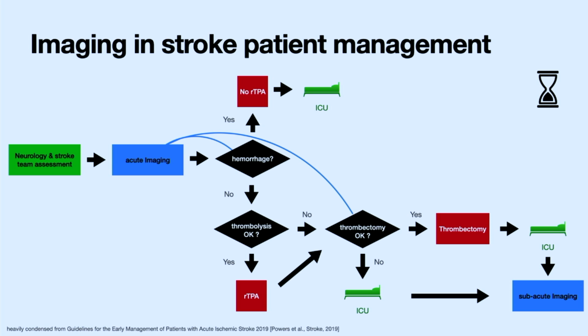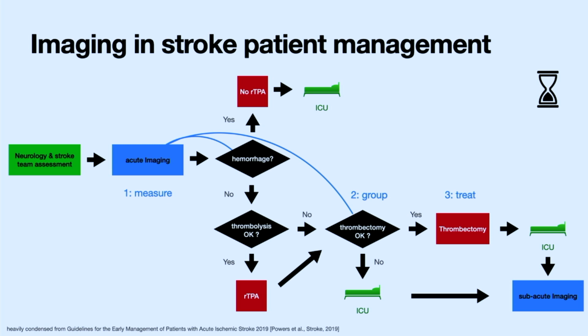In all of this, you have this little sand clock on the top, which means that time is brain. You need to do this very rapidly. And so you see, again, this pathway, to simplify, is an example of precision medicine, right? So it's measure, group, and treat. So you see that the imaging is central in here.